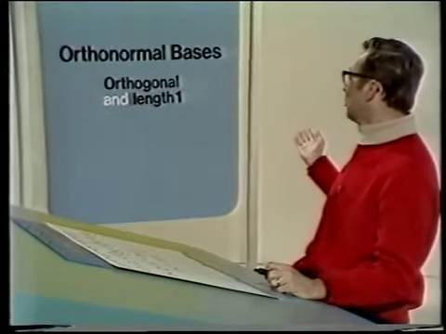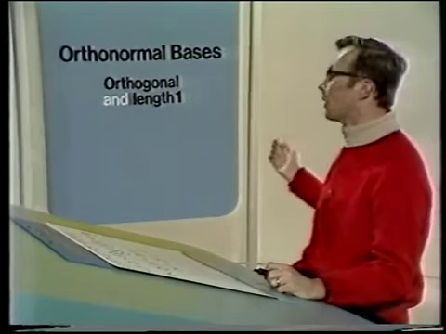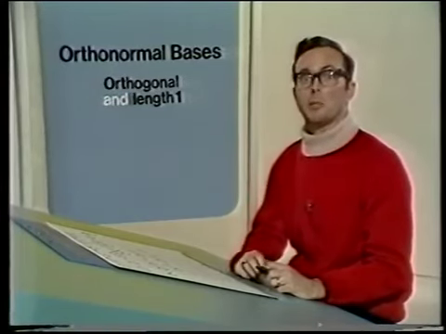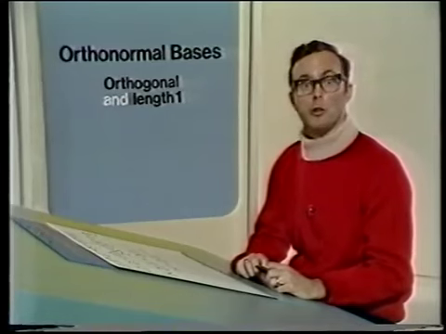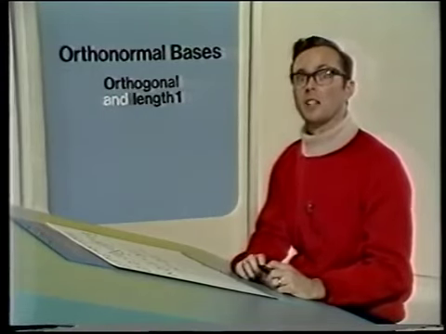Well, bases of this kind, x, y, and z, which have the property that they're orthogonal and each vector's of length 1, are so important that we give them a special name. We call them orthonormal bases. So an orthonormal basis is a basis in which the vectors are orthogonal and each vector in it has length 1.